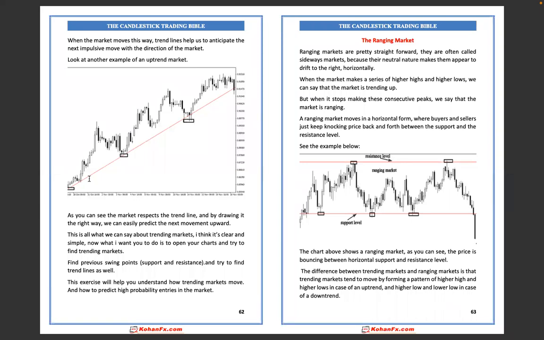So it's a trend line. So you should conform to what? The trend of the market.